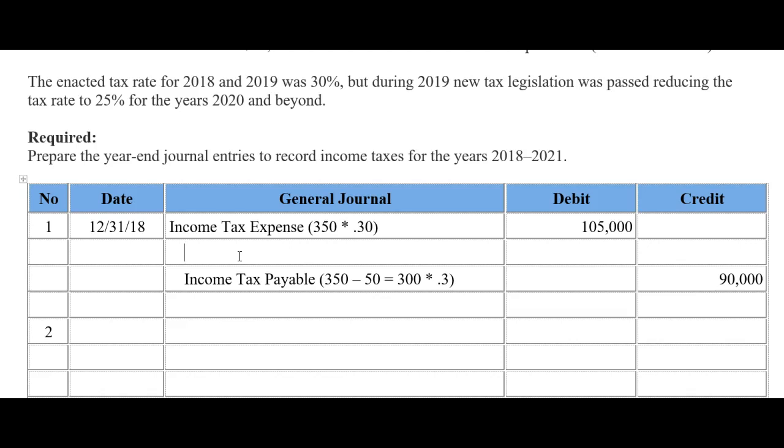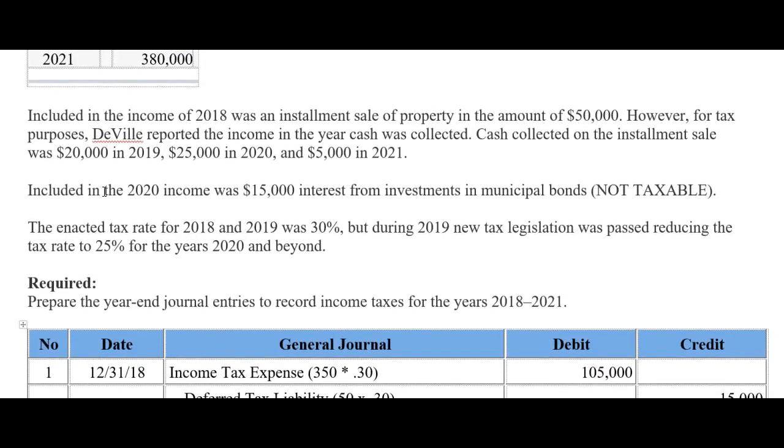Now, that brings us to our difference. Well, this is going to create more tax in the future. Notice we only paid $90,000, but eventually we will have to pay tax on that. So that's called a deferred tax liability because we will owe more in the future as a result of this transaction. And it's going to be the $50,000 that we're going to owe tax on at the 30% rate at this point. So we're creating a $15,000 deferred tax liability. Now, when will that correct itself? Well, it's going to correct itself in 19, 20, and 21. $20,000 in 19, $25,000 as far as income goes in 2020, and $5,000 in 2021.